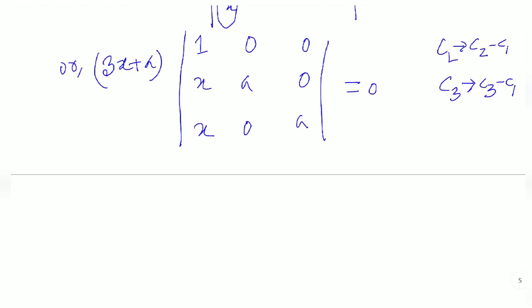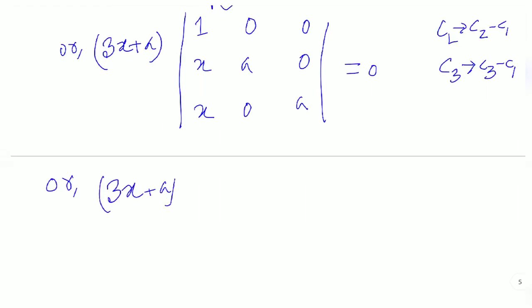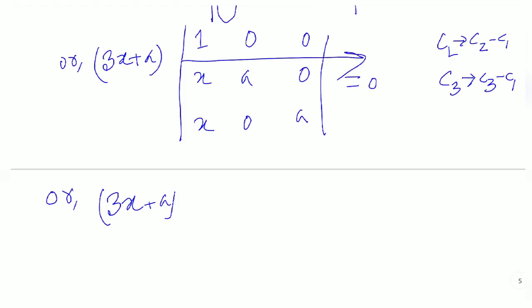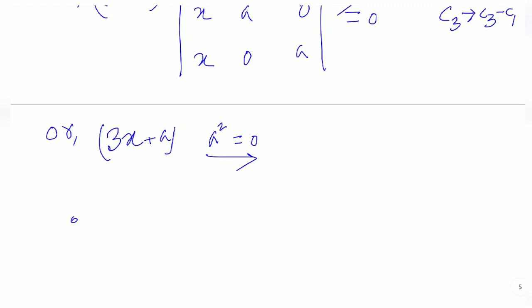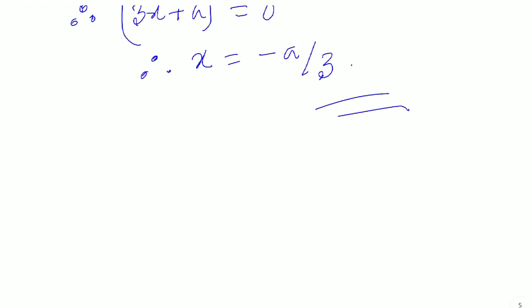Now this is quite clear that what we will get over here is 3x plus a, and after expanding this determinant along the row, what you will get is only a square, right? So take this a square to the right hand side. What I will achieve is 3x plus a will be equal to 0. Therefore what you are getting is x equal to minus a by 3, right? So this is the required solution of the given problem.